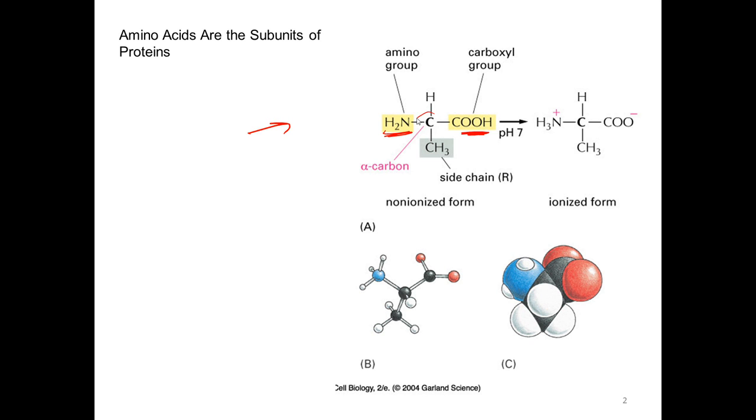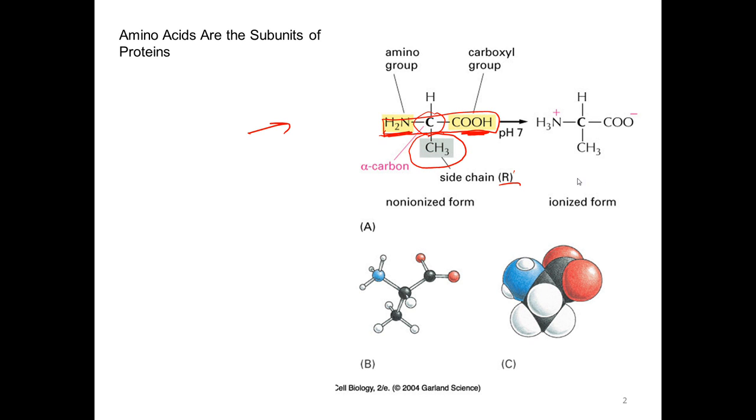In between those two groups there's an alpha carbon, and connected to that is a side chain, often talked about just as an R group. Now every amino acid is going to have this same backbone, and every amino acid is going to have a different side chain, so that's what's going to give them their different properties.